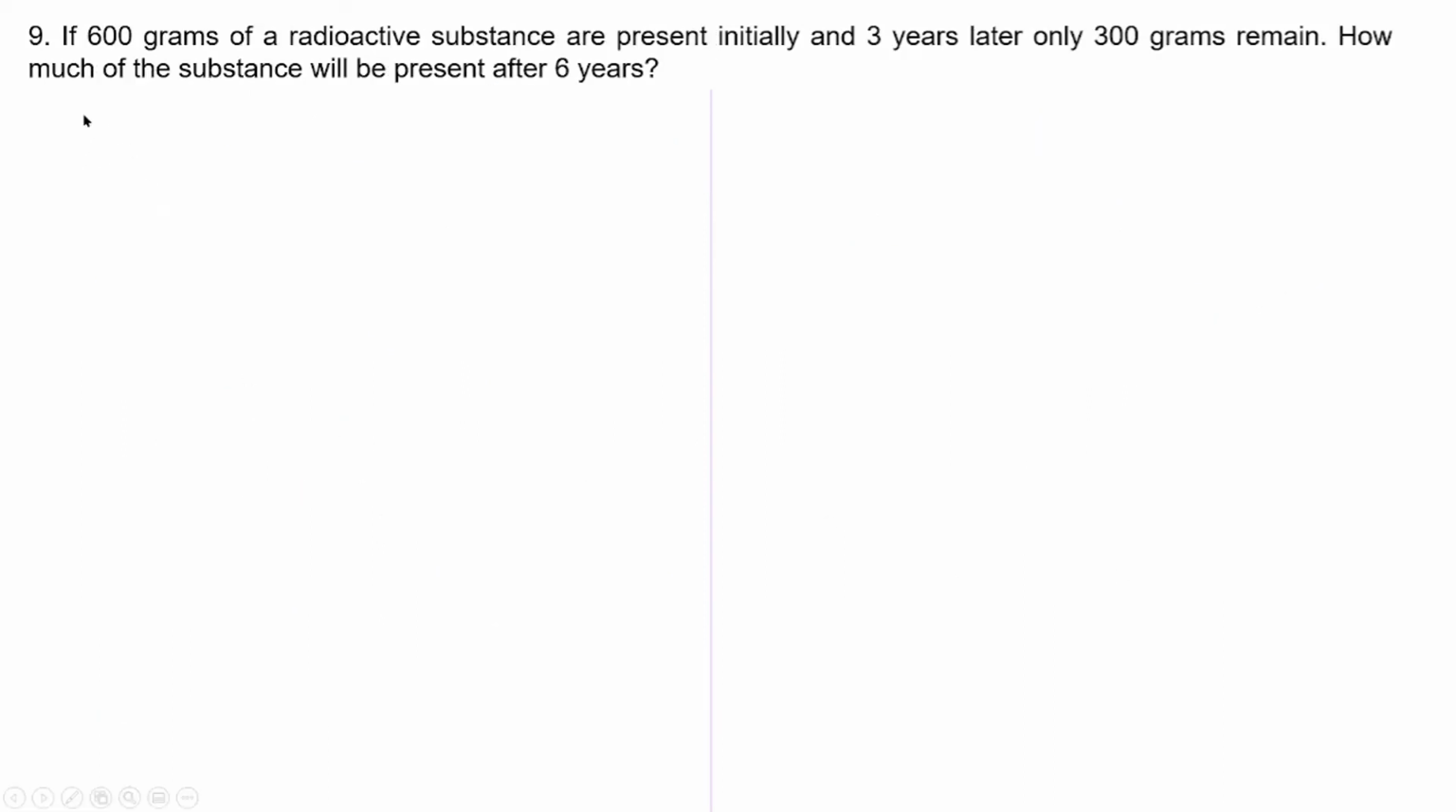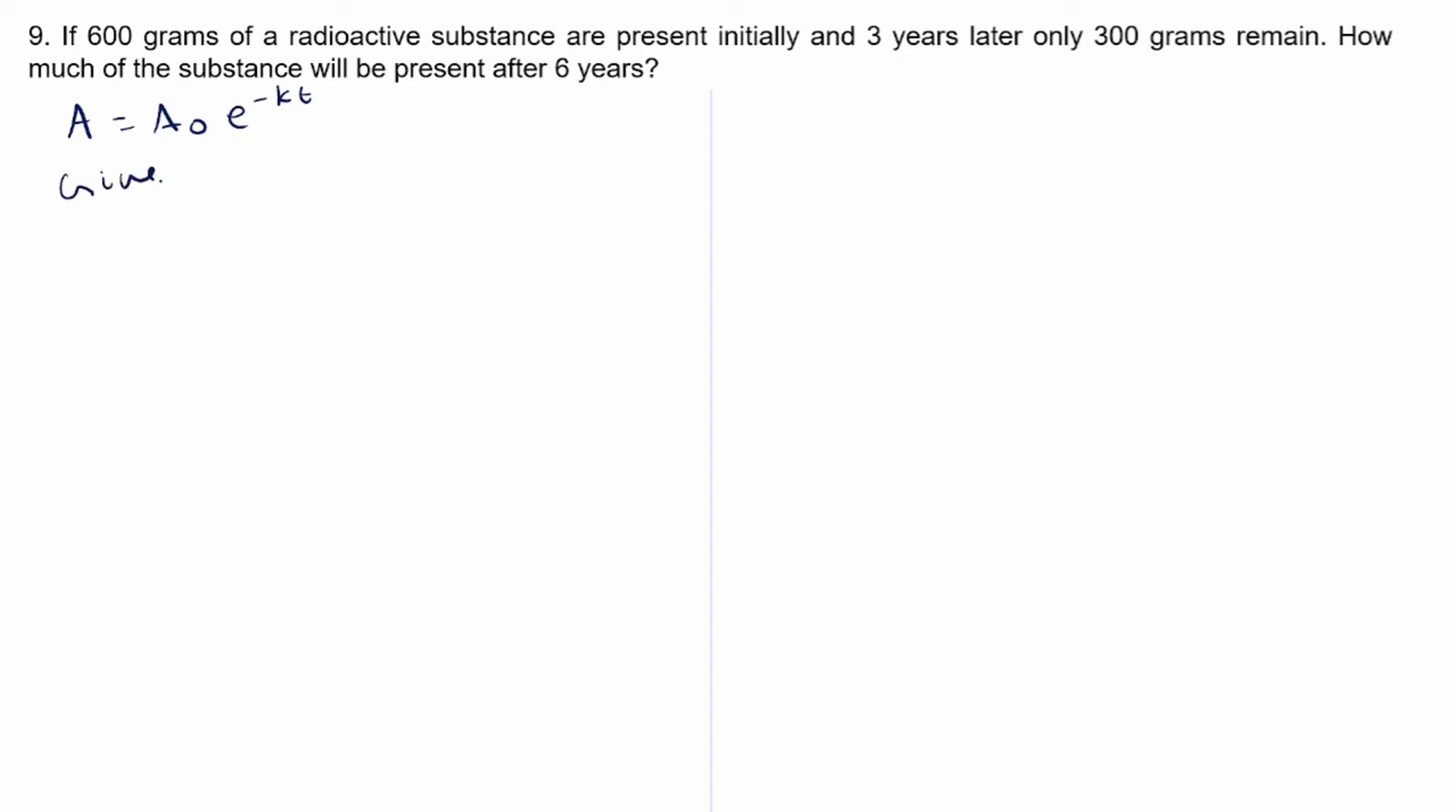Moving on to the next question. If 600 grams of radioactive substance are present initially and 3 years later only 300 grams remain, how much of substance will be present after 6 years? So here again it is a decay model. So the decay model is given by A is equal to A naught into e raised to minus kt. So here it is given 600 grams was present initially and 3 years later only 300 grams remain. We need to estimate the amount of substance that will be present after 6 years.